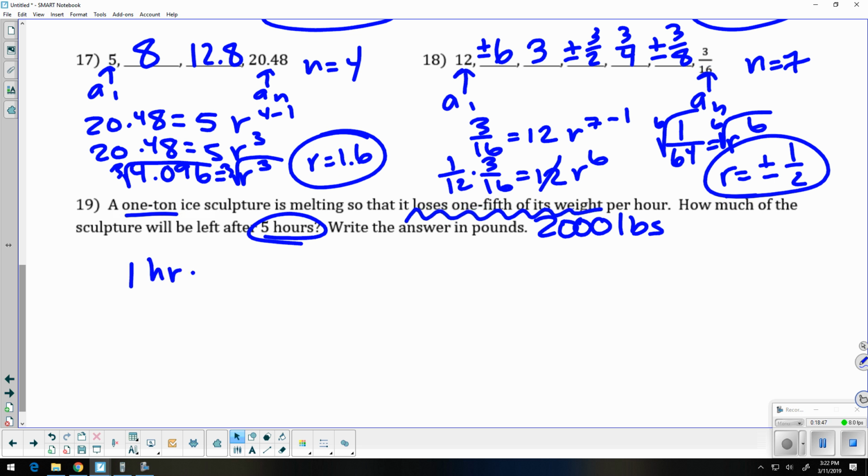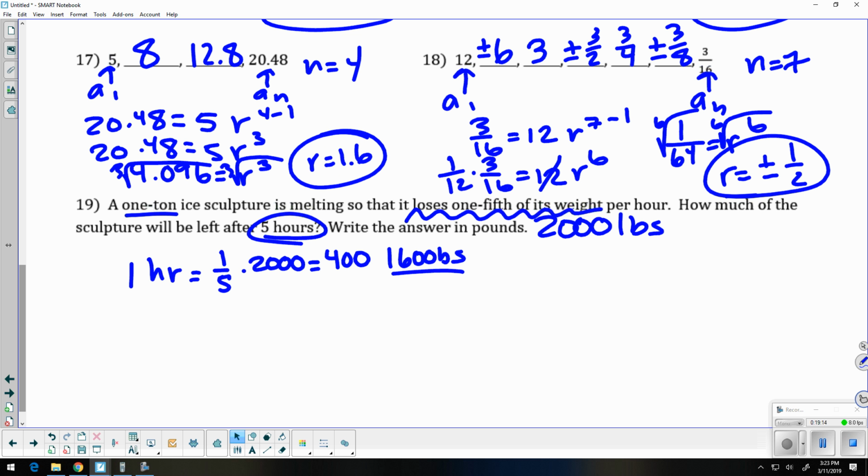So let's say 1 hour goes by. After 1 hour, if it's losing 1/5, I want to know what's 1/5 of 2,000. So 1/5 of 2,000 should be 400. So again, if it's starting with 2,000, basically it's losing 400 pounds in that first hour. So 2,000 minus 400, right now I'm at 1,600 pounds.